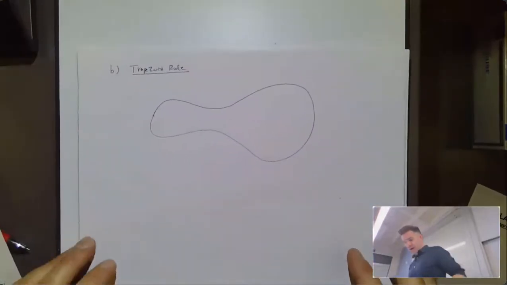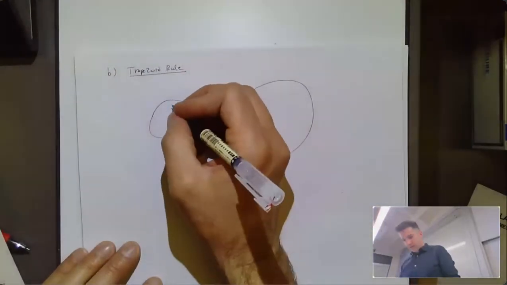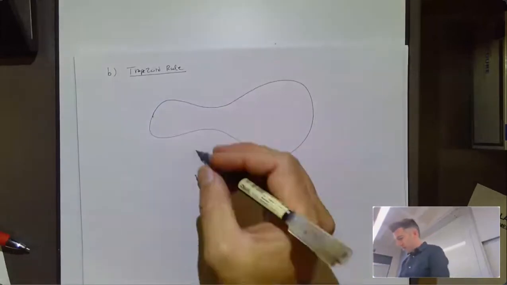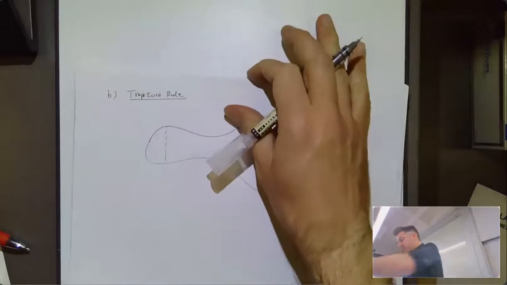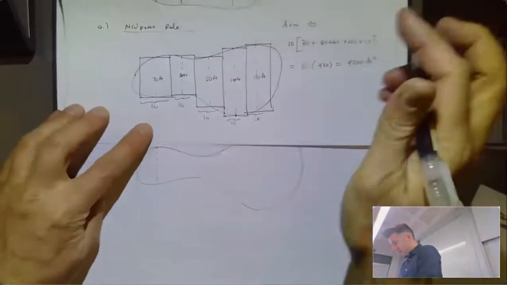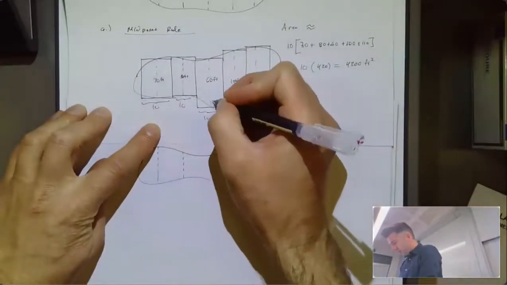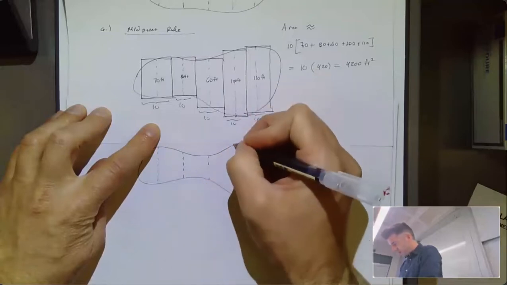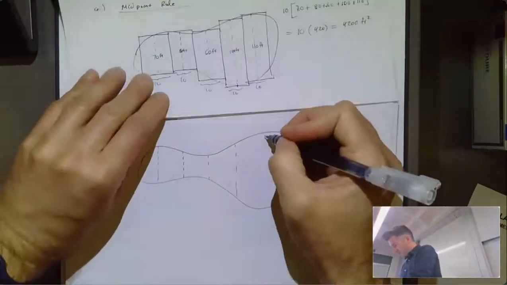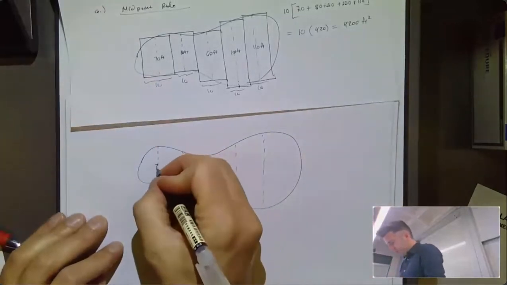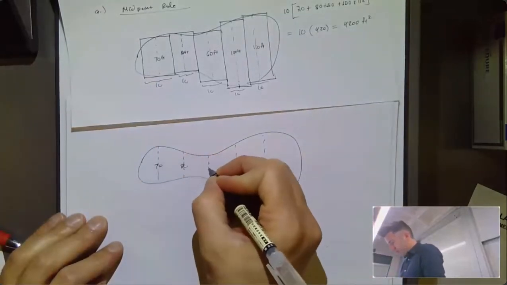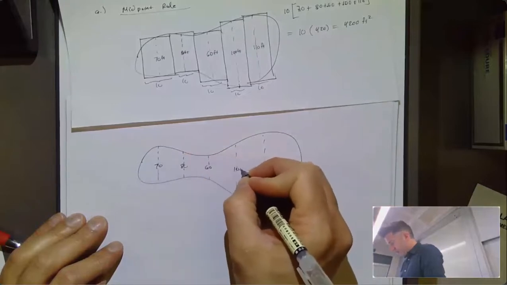So the idea now, we're going to do the same sort of thing. We're going to break this up, still with those measurements, and let me try to line this up a little bit, just so we're not totally off base. This is still 70, 80, 60, 100, 110.